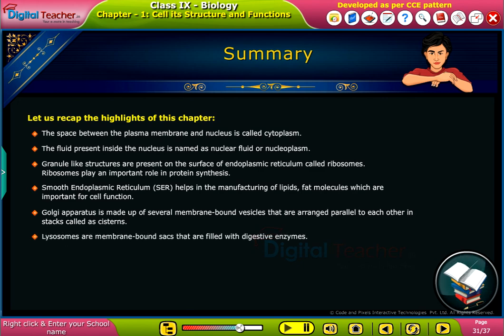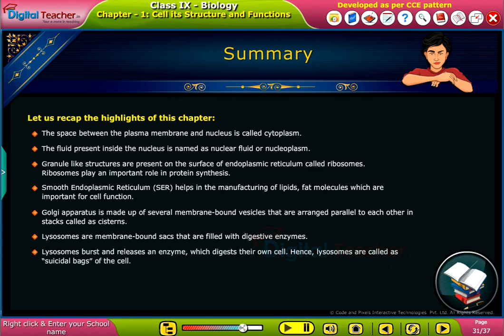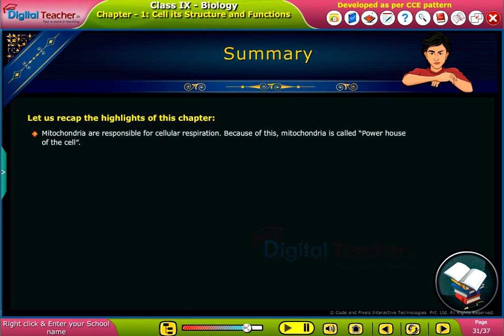Lysosomes are membrane-bound sacs that are filled with digestive enzymes. Lysosomes burst and release enzymes which digest their own cell. Hence, lysosomes are called suicidal bags of the cell. Mitochondria are responsible for cellular respiration. Because of this, mitochondria are called the powerhouse of the cell.